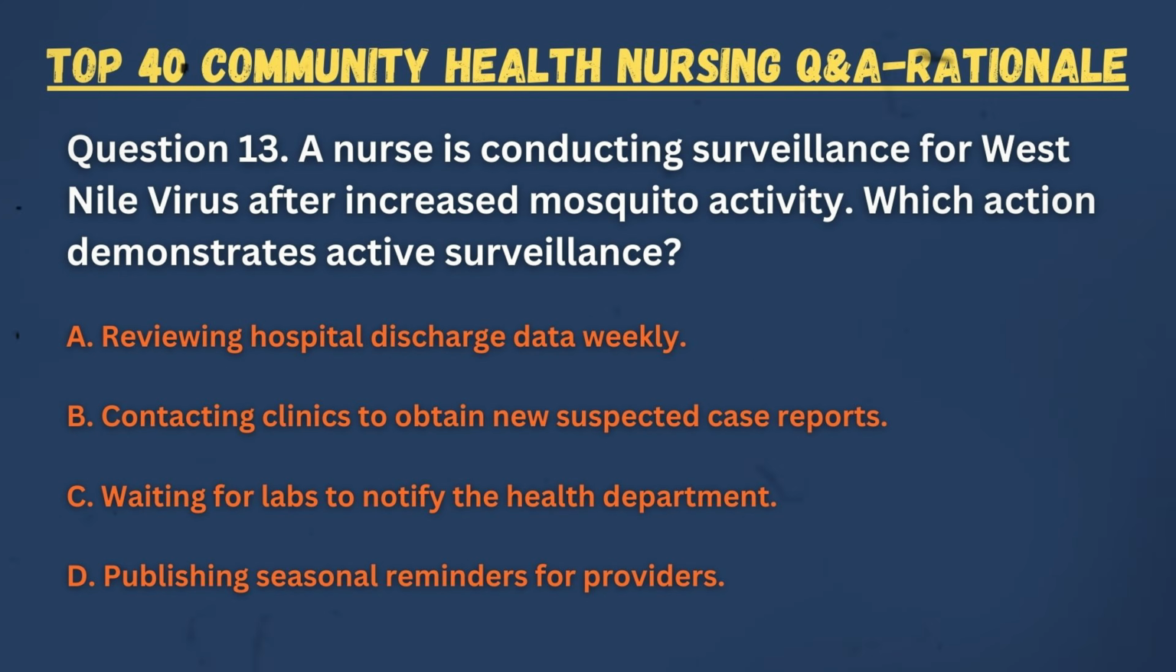Question 13. A nurse is conducting surveillance for West Nile virus after increased mosquito activity. Which action demonstrates active surveillance? A. Reviewing hospital discharge data weekly. B. Contacting clinics to obtain new suspected case reports. C. Waiting for labs to notify the health department. D. Publishing seasonal reminders for providers.